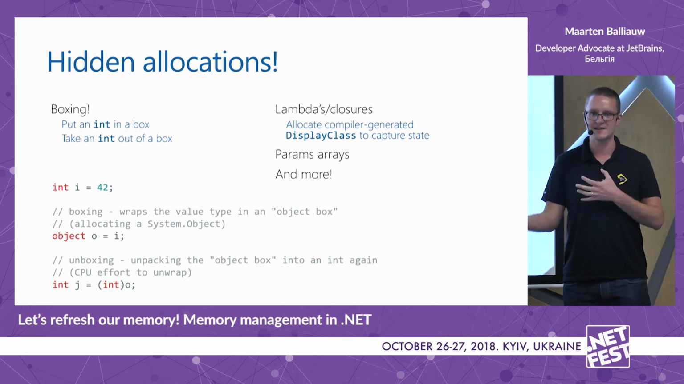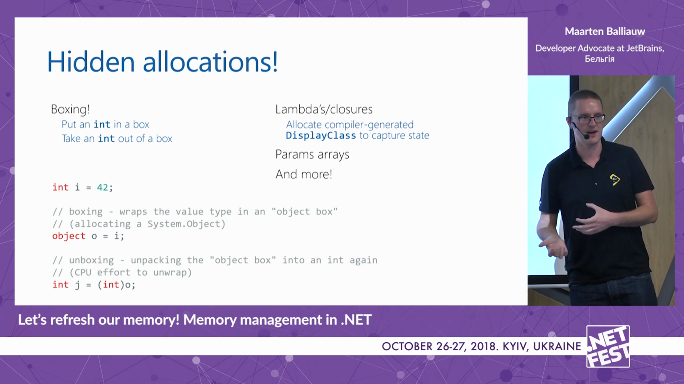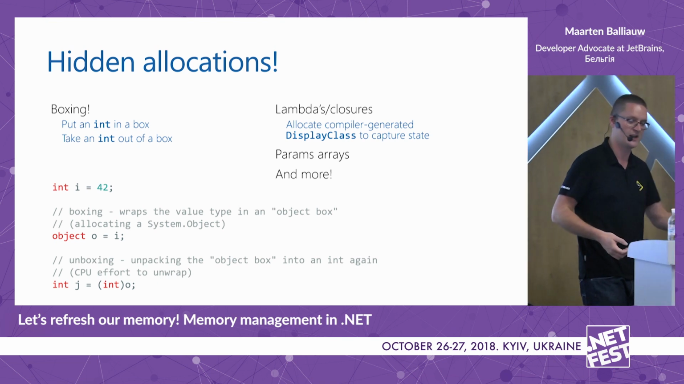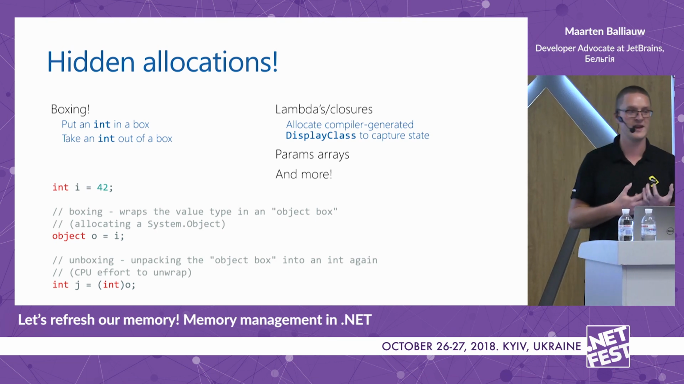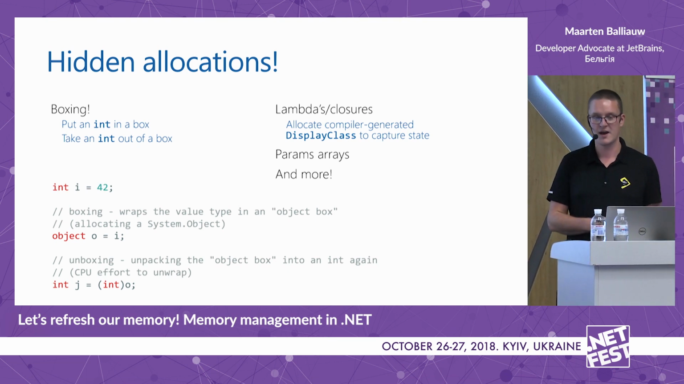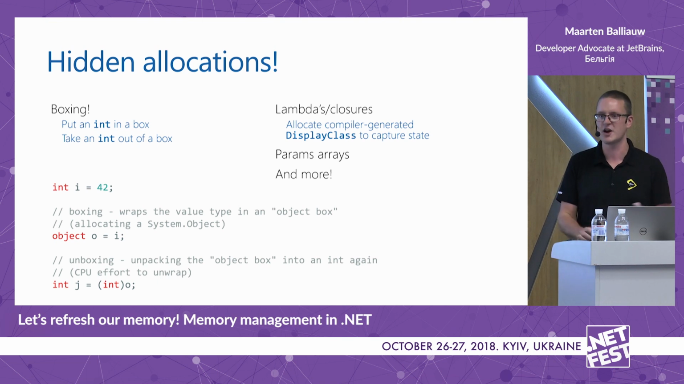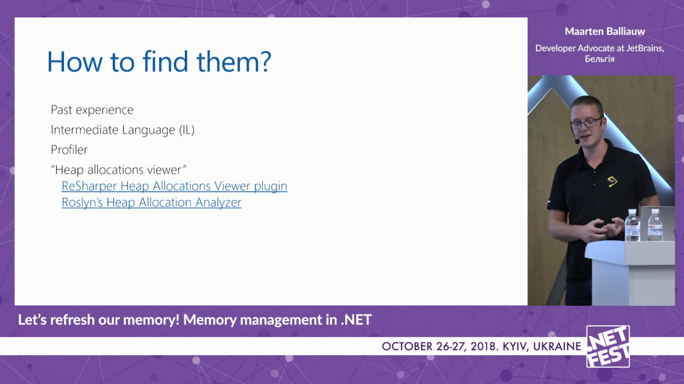If you look at lambdas and closures and tasks and async await and so on, there's lots of hidden allocations happening there. If you use params arrays, you will see hidden allocations there as well, and there's a couple of more cases out there as well. Now, how do you find those hidden allocations?